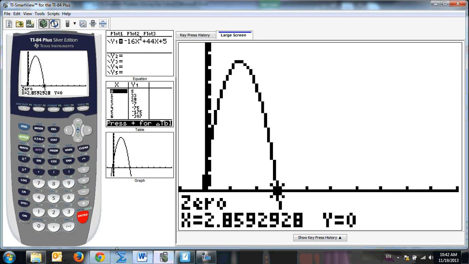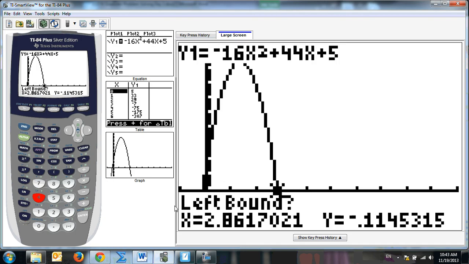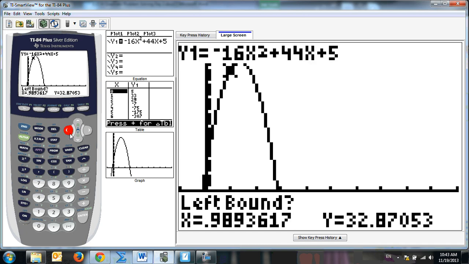We're back at our graph. So second, calc. And then you'd pick minimum or maximum. This time we want maximum, so that's 4. Okay, so again it asks us left bound. What that means is you have to move your cursor to the left of your maximum. You don't have to go super far, just make sure you've gone back down.